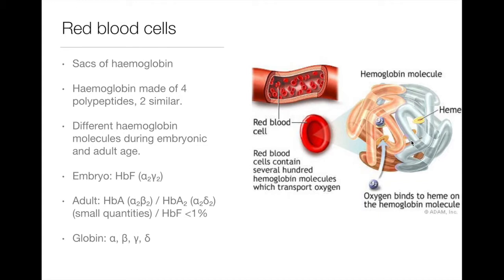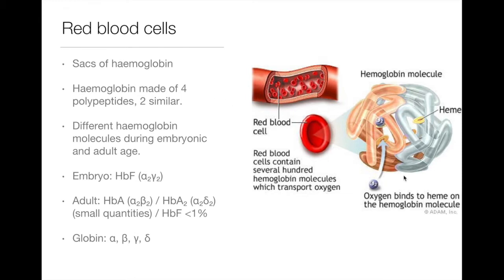It's a globular protein. It's made up of 4 polypeptide chains. 2 of them are similar, that means we've got 1 and 1 similar and 1 and 1 similar. Each polypeptide chain has a heme group with iron to which the oxygen is connected. So the function of hemoglobin is to transport oxygen.